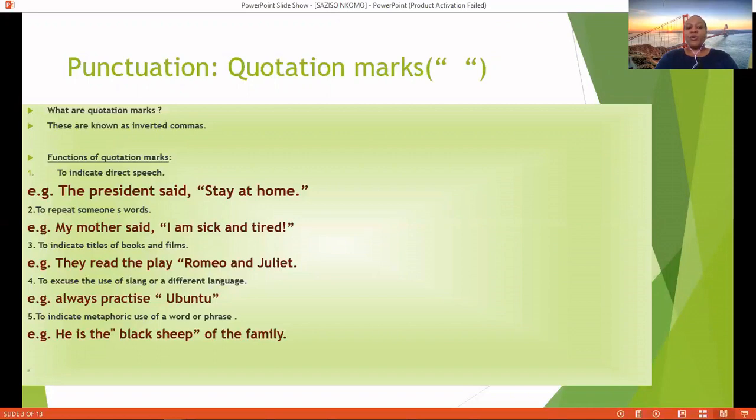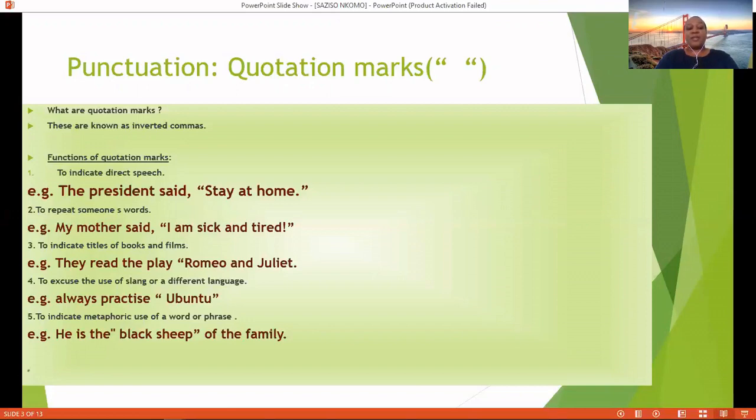Number 4, to excuse the use of slang or a different language. For example, always practice "Ubuntu." Ubuntu is not an English word, therefore we put it in quotation marks.